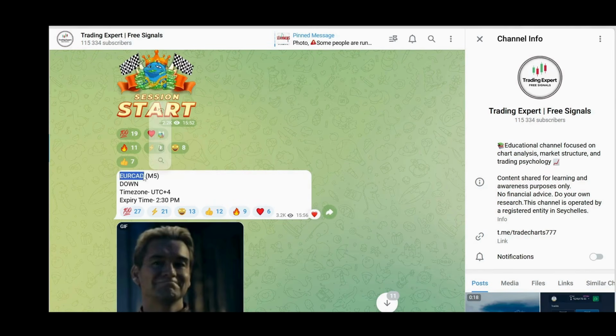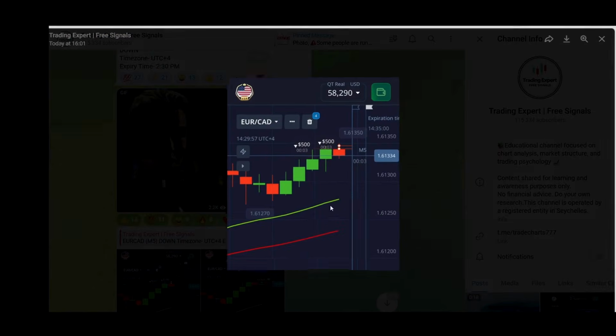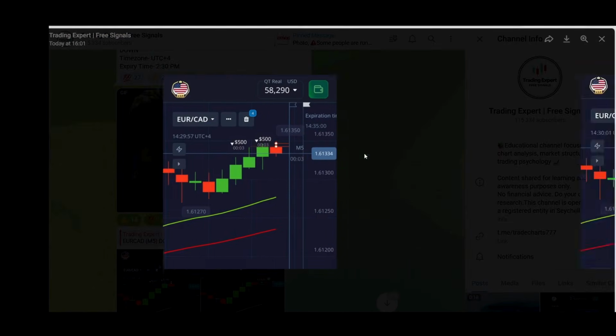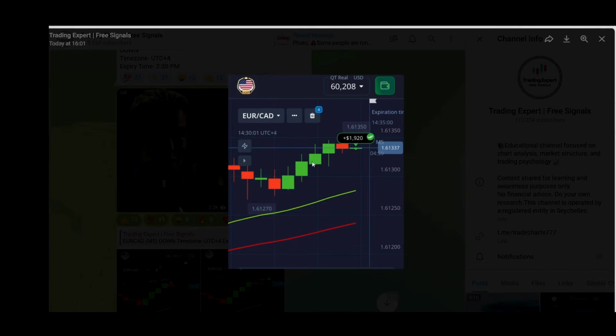The session starts here with the first trade we shared on EURCAD for a downside move in the public group. The logic behind this trade was that 4 consecutive candles had formed, and the last candle showed rejection toward the downside, which is why we provided a sell signal, and it resulted in a clean win.